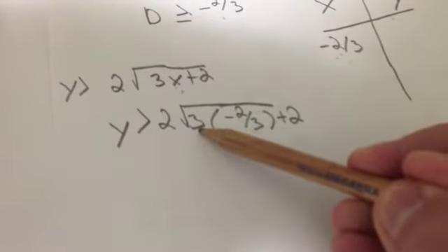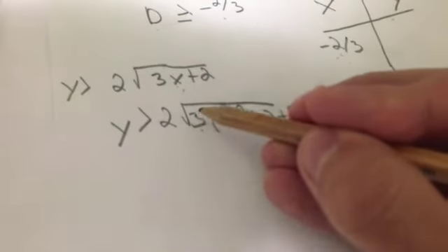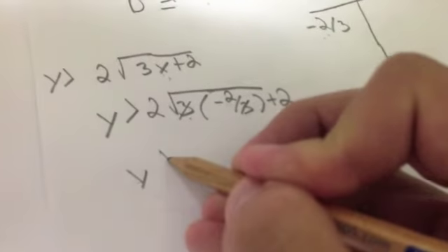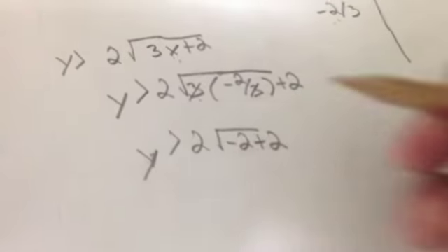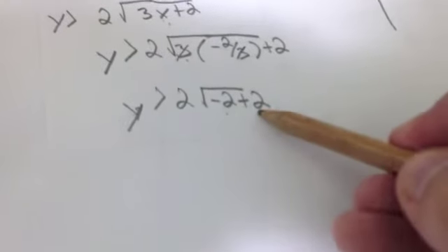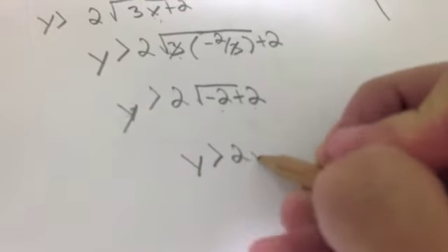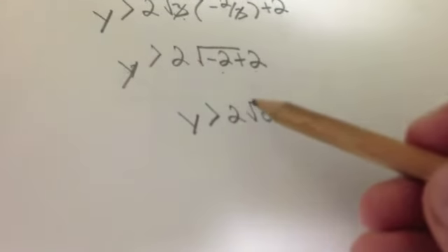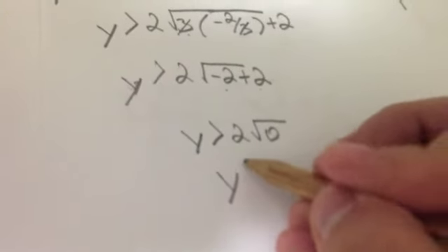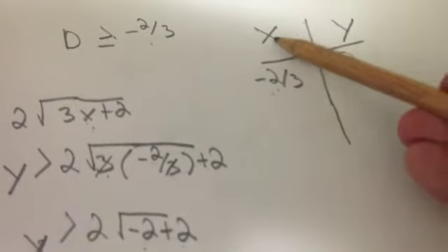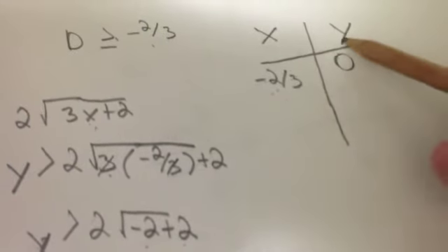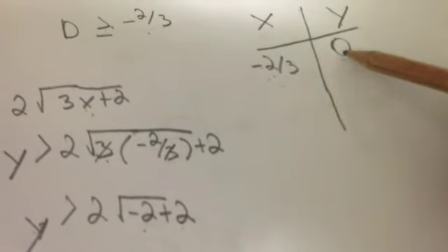So 3 times 3, so these 2 would cancel out, and I would have the square root of negative 2 plus 2. Okay, so as you all can see now, this is what I have, and my end result is just 0. And so I go back here and I say 0. So what does this mean? Well, when my domain is negative 2/3, my range will be 0. So I have my first point. Then I'll do something greater than negative 2/3.